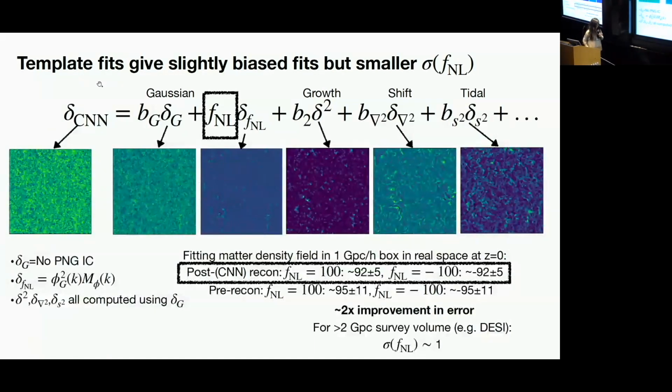So let's take a look at the information at the field level. Here I expand the reconstructed density perturbatively up to second order. This is the first order term, delta G, and the other three terms are the usual quadratic terms. And this delta FNL is the new term that we introduced, which is defined as phi G squared. M phi has the transfer function.